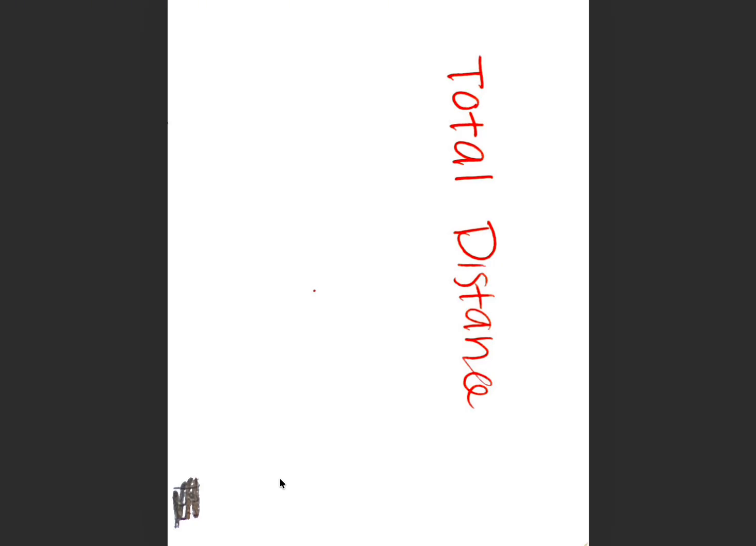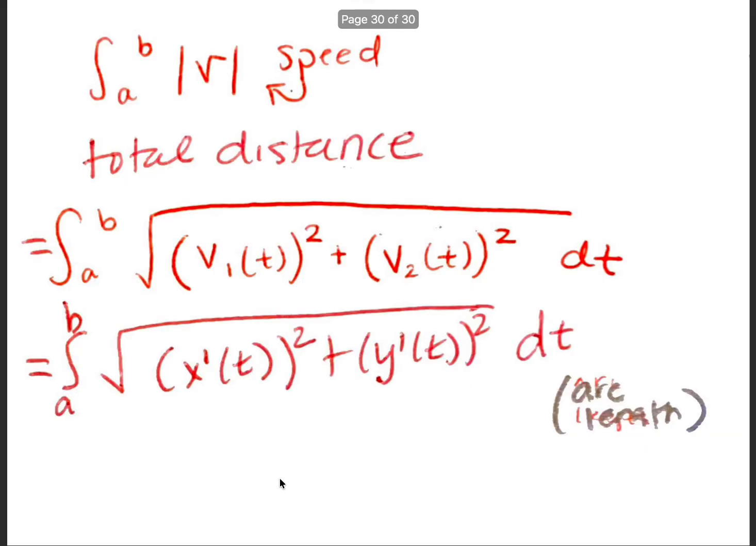Sorry about the shading and the position being kind of weird, but we're moving on to total distance. The total distance is basically the integration of the absolute value of v, and the absolute value of velocity is also known as speed. So you can also think of it as taking the integral from a to b of the speed. We can get the total distance by using that.